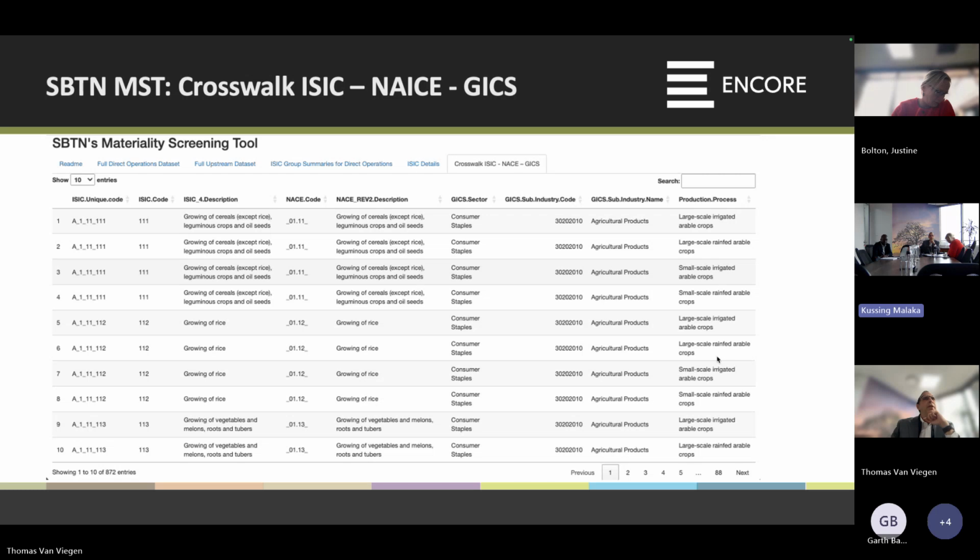The third tab is the crosswalk between the different codes. This is actually quite useful. Garth, I think coming back to your earlier question around the classification, this should help to a certain extent in terms of aligning within large corporates who have multiple exposures across diverse portfolios, in terms of alignment of industry classifications between GICS, NACE, and ISIC.